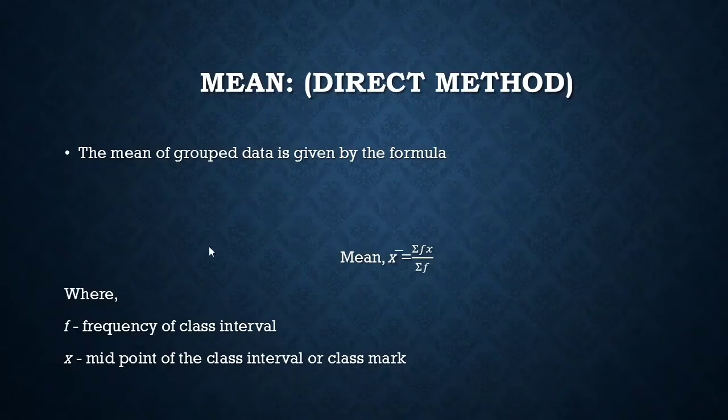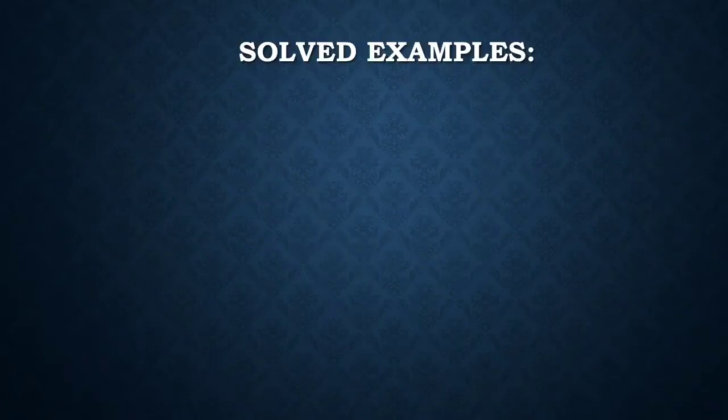So if we have a class interval, say 0 to 10, then its class mark will be 10 plus 0, which is 10, divided by 2, which is 5. 5 will be the class mark. We will see how to calculate class mark in our upcoming numerical examples. So first we will look at short examples from the textbook.